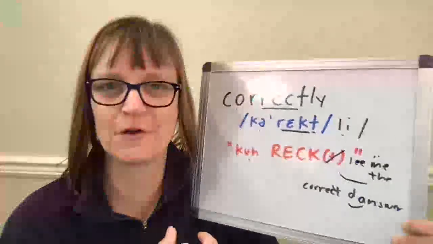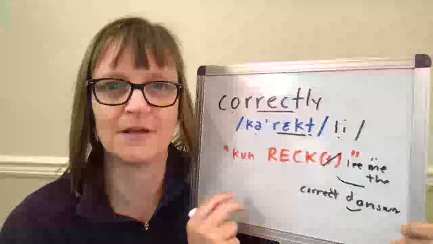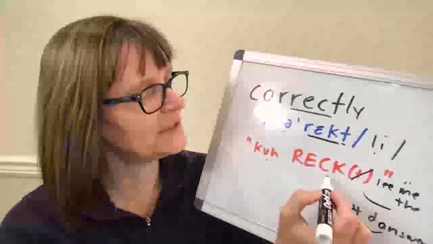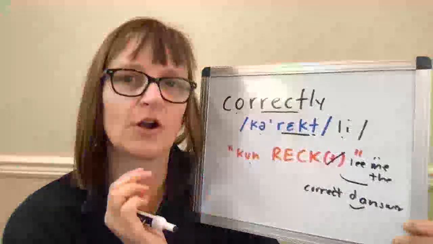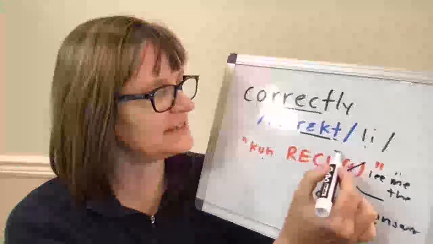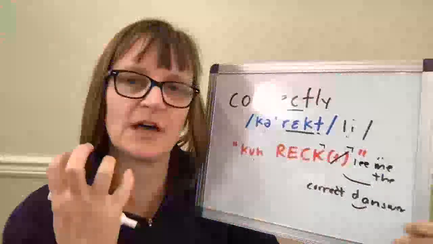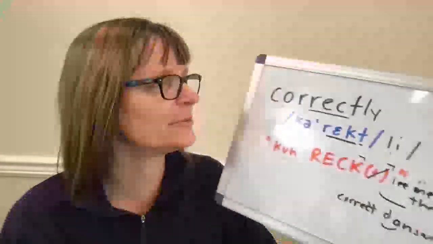If you find that difficult to say correctly, build it up one syllable at a time. Correctly. I also don't really release that K. I don't say correctly or correctly, but both the K and the T are stopped, correctly. So I just stop my tongue, don't let any air out until I get to the li syllable.